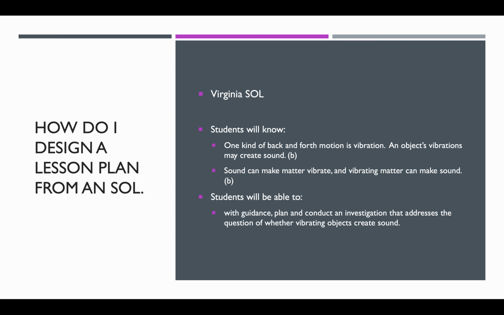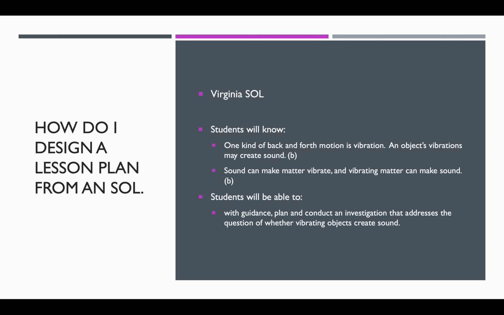When I see compare and contrast, I should think graphic organizer: box and T, or double bubble, or Venn diagram. It's telling me what instructional strategies I should use. Notice when I see, with guidance, plan and conduct an investigation that addresses the question, ding, ding, ding. This is an opportunity. I could use the 4-question strategy to help design an investigation. So it's telling me what my instructional activities should entail. All right, so let's look at the screen.